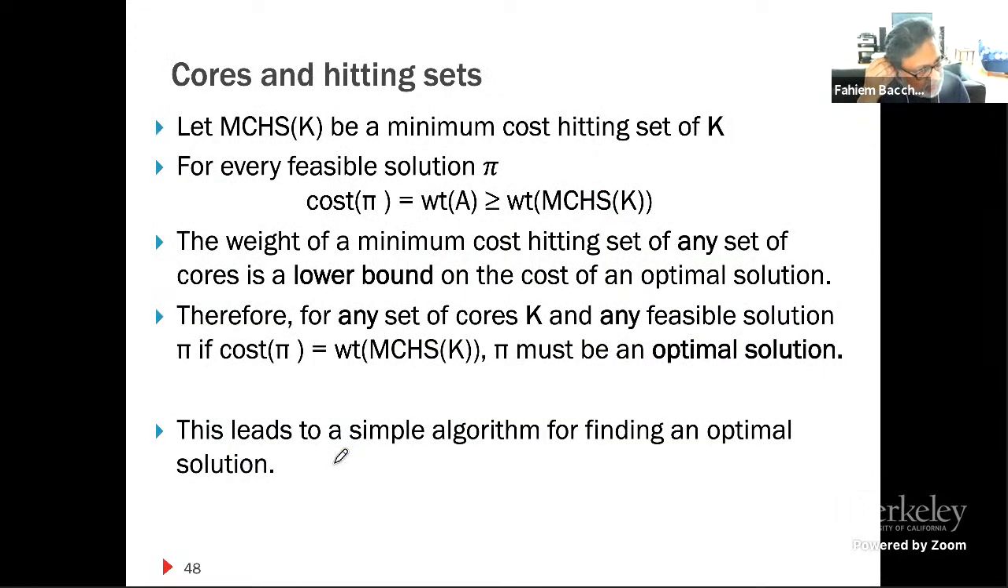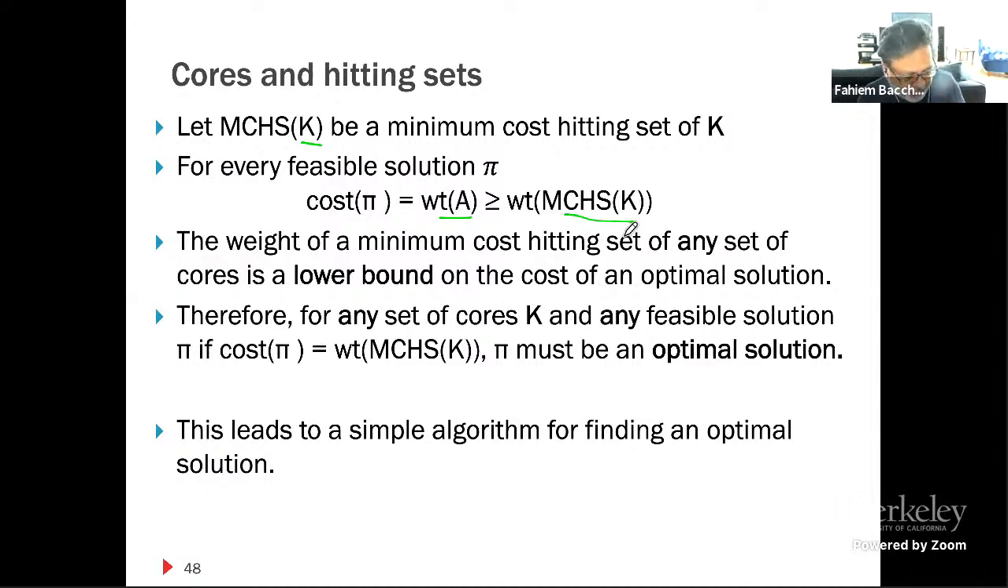So that tells us that if we could compute a minimum cost hitting set of my set of cores, then since every feasible solution falsifies a set of clauses that is a hitting set, the minimum cost hitting set is going to be a lower bound on the cost of any feasible solution. So that means it's going to be a lower bound on the cost of an optimal solution.